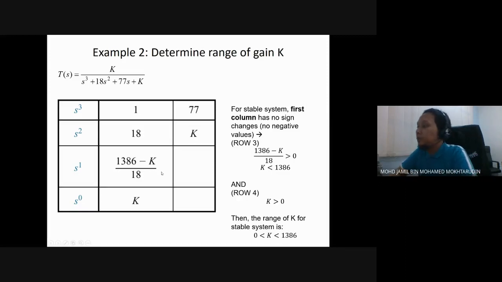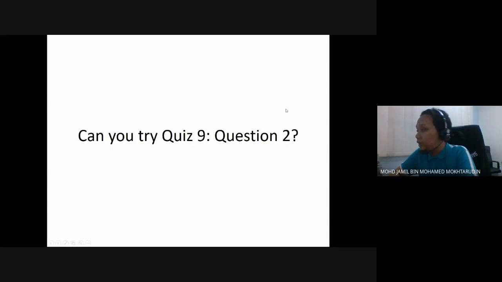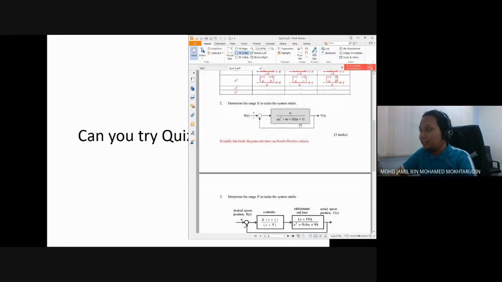Okay, can you get it? Insya Allah, you can get it. And then you can try question number 2 on quiz 9. Simple. So here you simplify the block diagram first. After you simplify the block diagram, then you use the Hurwitz criteria, look at the first column, and then determine the value of K for each of the boxes. Okay, you can try. We meet again in 11:10.